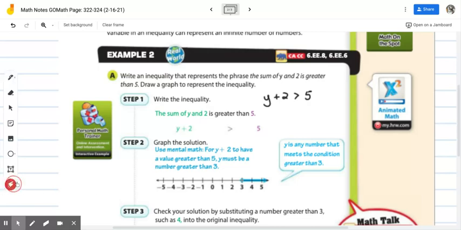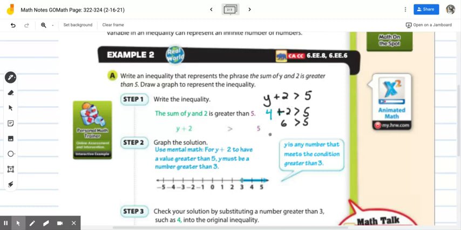Okay? Now, what they say in the book is to graph the solution, and you can use mental math for this. It says for y plus 2 to have a value greater than 5, y must be a number greater than 3. So if you plug in any number that's greater than 3 for y, so let's try 4 plus 2. I'm going to use a different color here. 4 plus 2 is greater than 5. Well, of course, because 4 plus 2 is 6. 6 is greater than 5, right? And I could try out any number here to the right of 3. But it cannot include 3 as a solution because we have this greater than symbol. We don't have a greater than or equal to symbol.